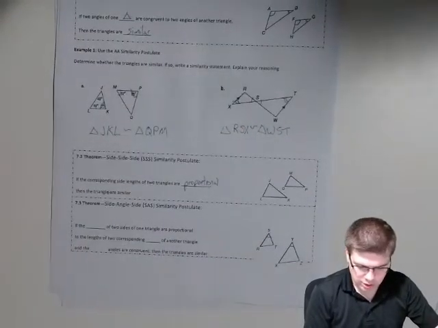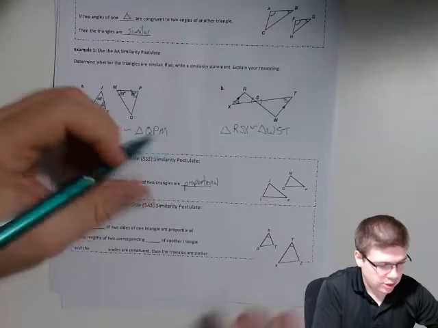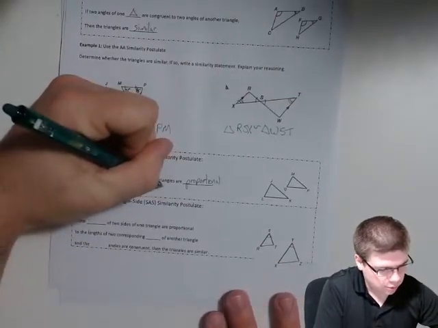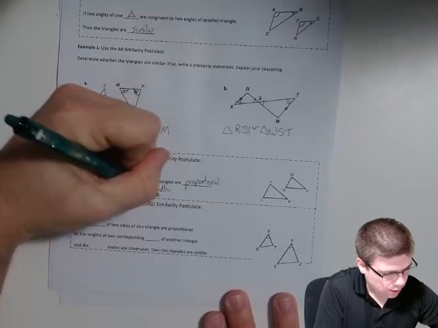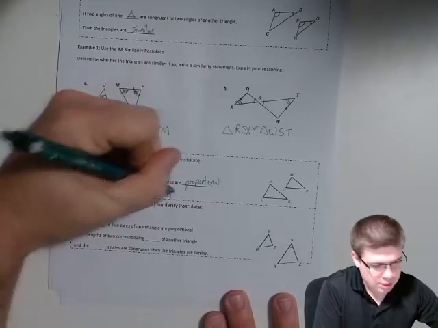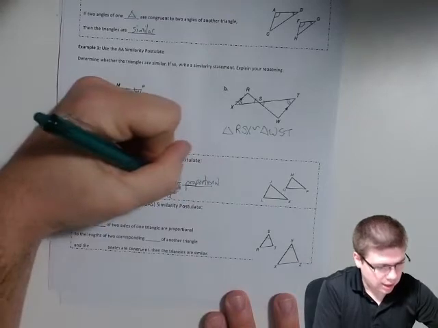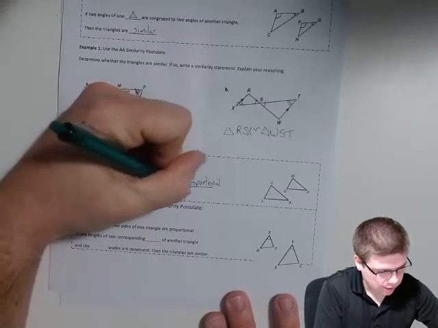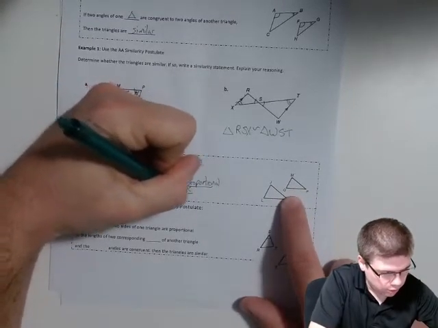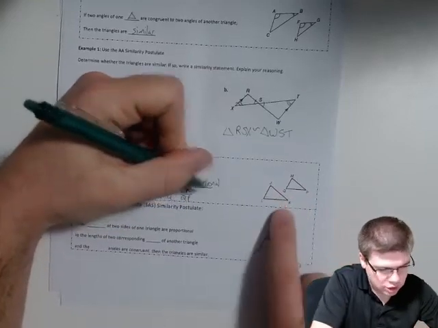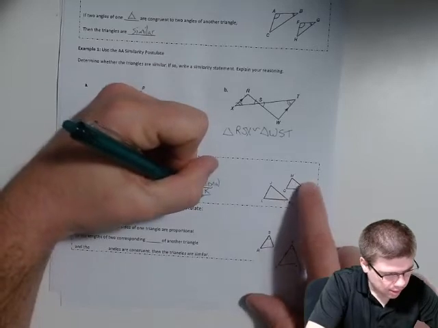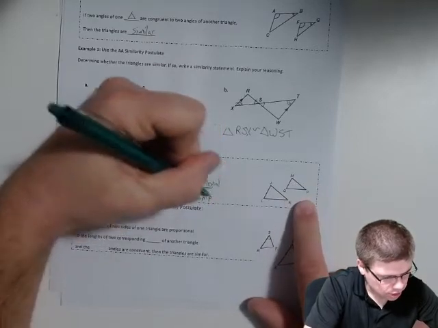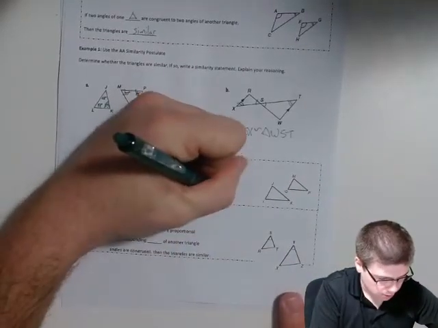Actually, let me write this out to make sure we're cool with this. So JL over MQ should be equal to LK over QP, I'm doing left triangle to right triangle, and then JK over MP. If all of those proportions are the same, then we know that they are similar.